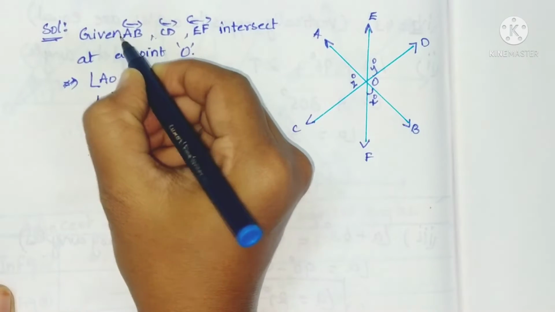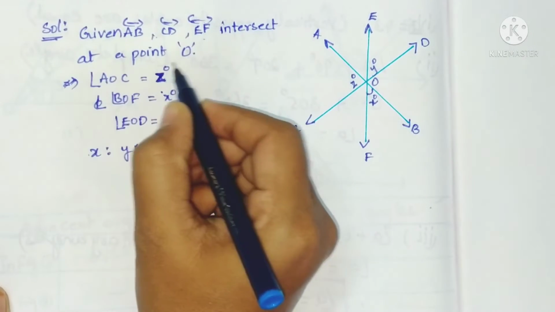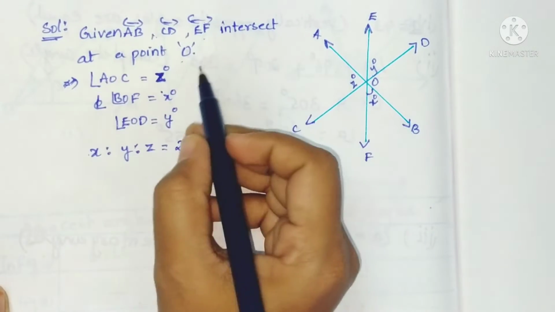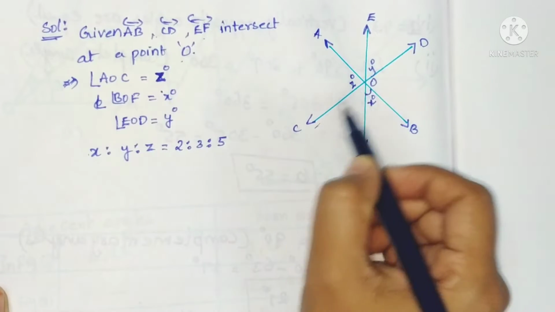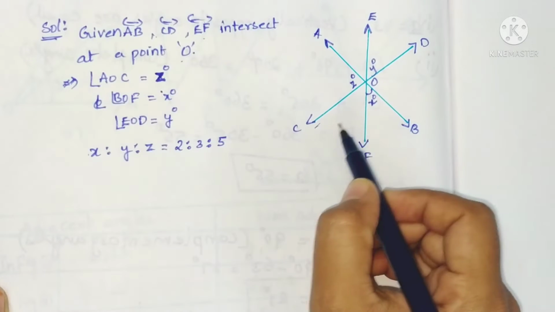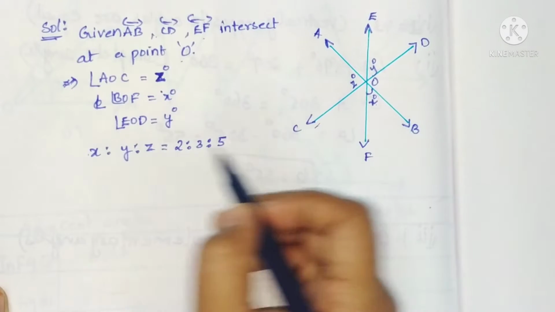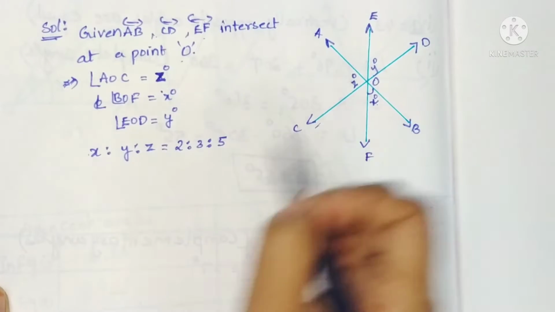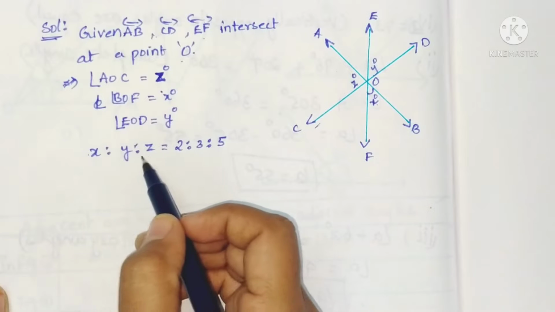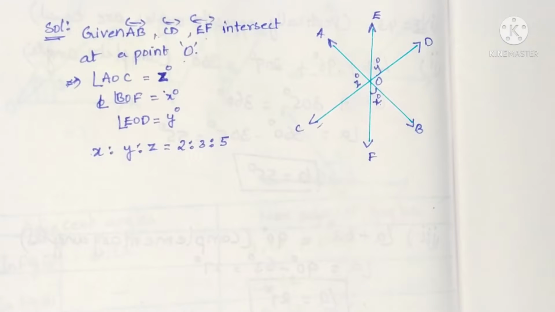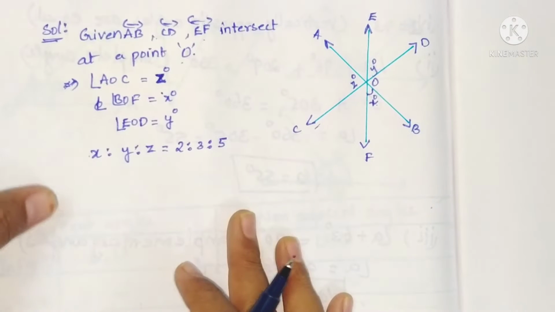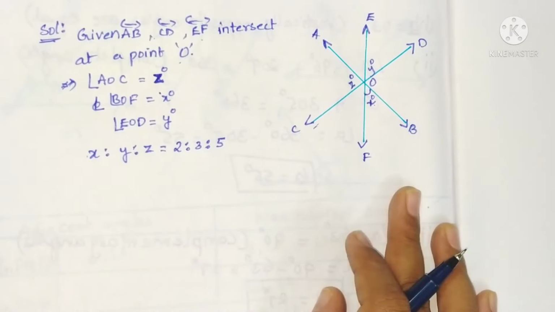Given AB, CD, EF intersect at a point O. Angle AOC is z, angle BOF is x degrees, angle EOD is y degrees, and x : y : z is 2 : 3 : 5. This is the given information. Now we have to find the values of x, y, z.